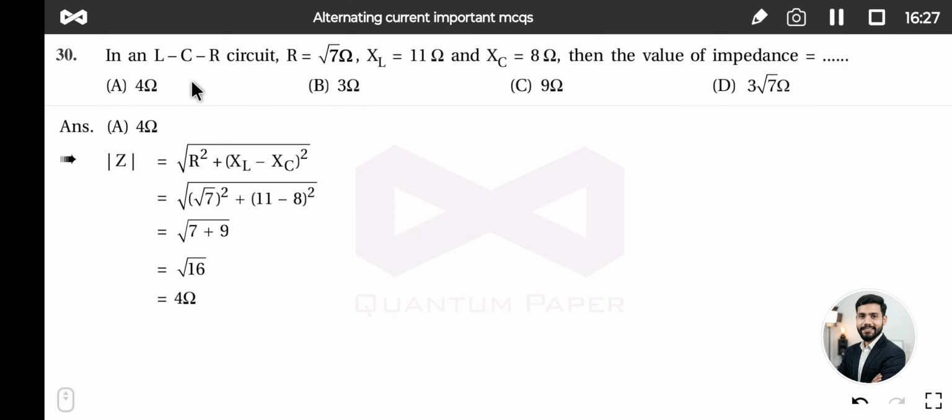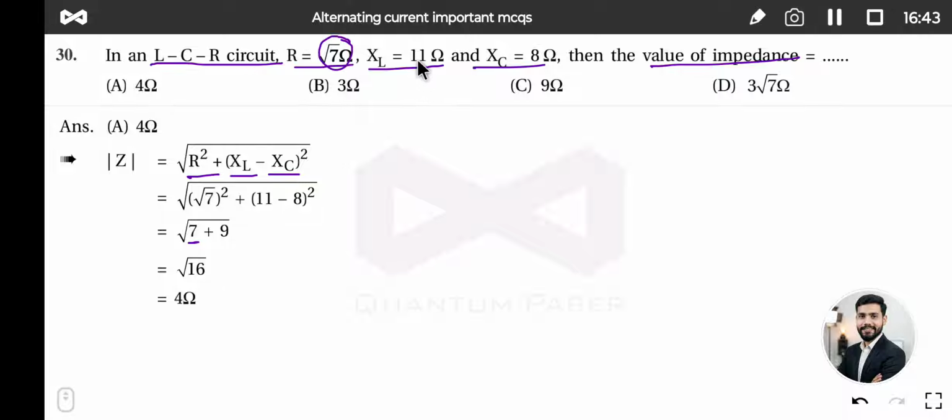Look at the next one. In an LCR circuit, R, XL, XC, all these three values are given. The formula for impedance is root of R square plus XL minus XC the whole square. R is given to be root 7, so the square of root 7 is 7. Then XL minus XC, so 11 minus 8, which is nothing but 3, and 3 square is nothing but 9. So 7 plus 9, which is 16, and root of 16 is 4 ohm. So the correct answer is A.